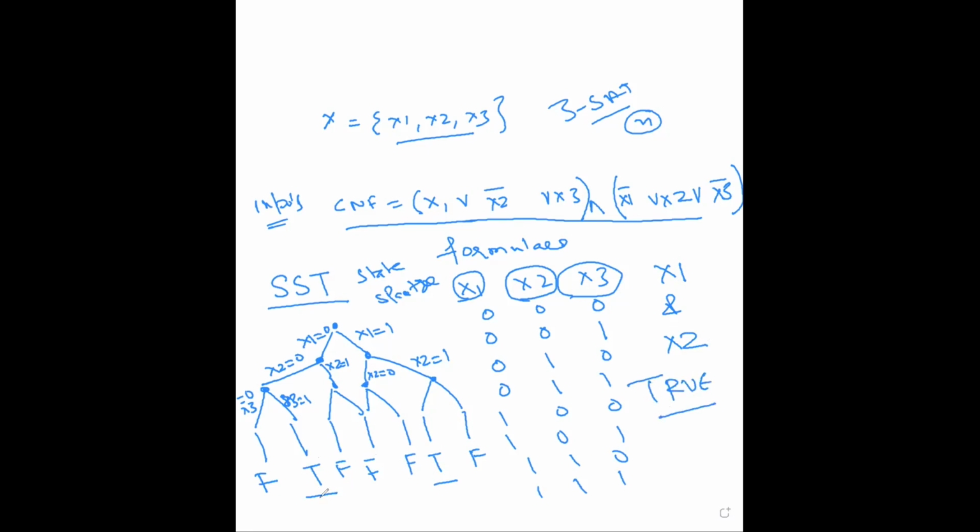If I look at this tree, what is that? X1 should be 0. So we come here. X2 should also be 0. And X3 should be 1. So for X1 equals 0, X2 equals 0, and X3 equals 1, this problem says that it is satisfiable. So this formula is proven to be satisfiable.